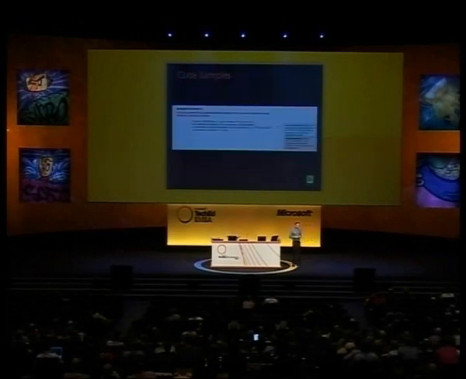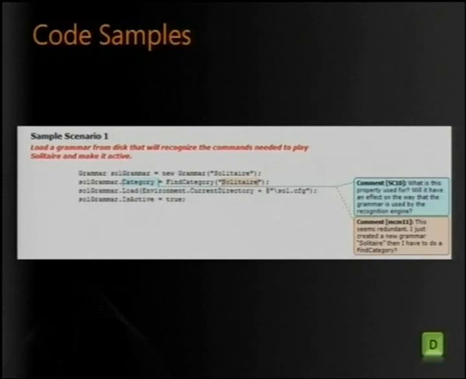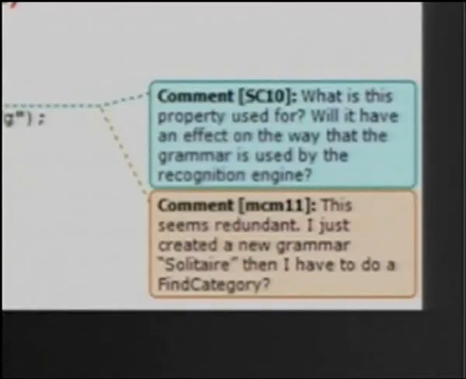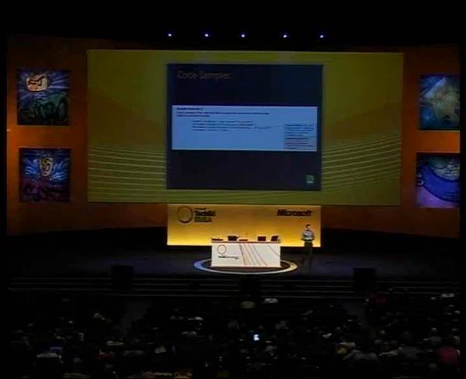So this is just an example. You don't have to read the comment or even the APIs, but it's basically a screen capture from an API specification that shows a scenario, and the scenario says, load the grammar from disk that will recognize commands, and so on. And then it shows a code sample that actually implements how you load the grammar, and that's for the speech APIs in .NET Framework 3.0.